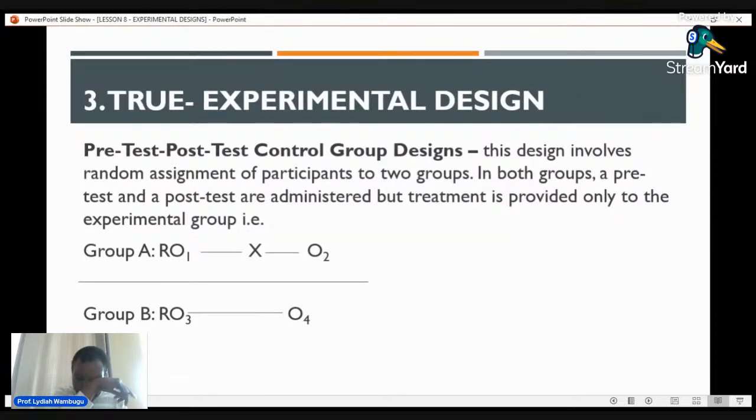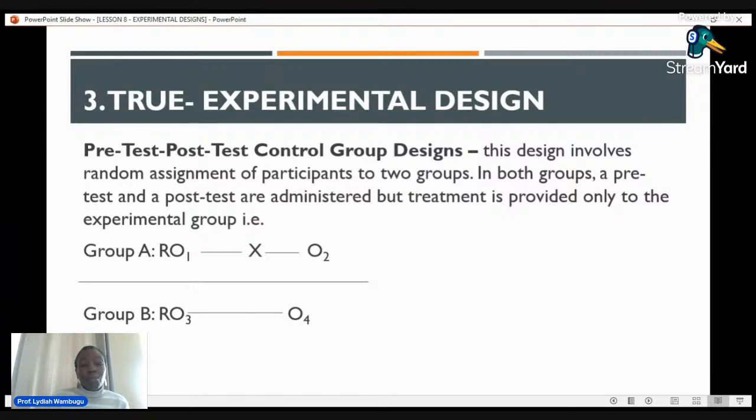And a similar one is at the true experimental. Again, pre-test, post-test control group design. The same, only that now these groups have been randomly assigned. That is why there is capital R before O1 and O3, because you have randomly selected them. So we said with true, there must be random selection and random assignment.